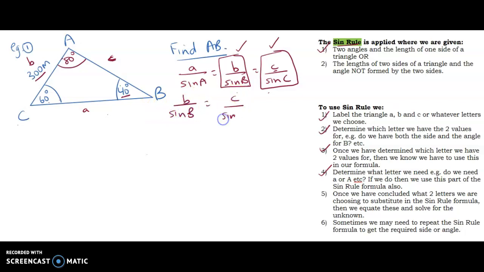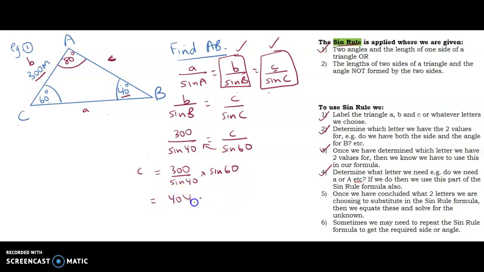I get this. Now substituting, I get 300 over sine of 40 is equal to small c over sine of 60. Now, just simply sending this across, I get small c is equal to 300 over sine 40 times sine 60. Plugging this all into my calculator, I will get about 404.12 meters. So that, everyone, is the end of my first example. Now moving on to example 2.